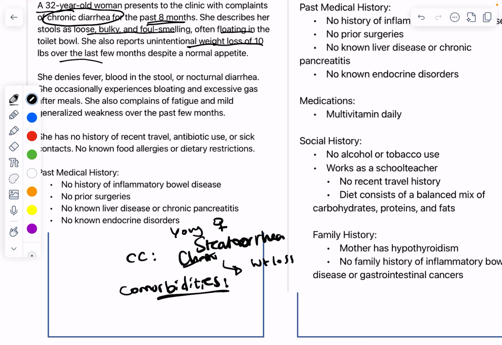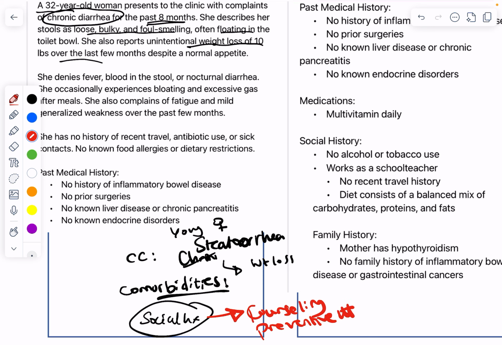Now, something else that is important when talking about history would be the patient's social history. Now, why is this important? Because while you do management, you're going to be scored for whether you do counseling, whether you do preventive treatment, stuff like that. Like if the patient is a smoker and you don't mention smoking cessation, you can lose points.